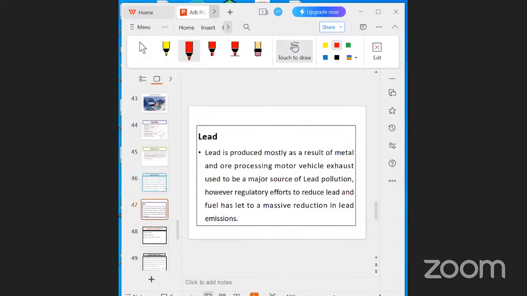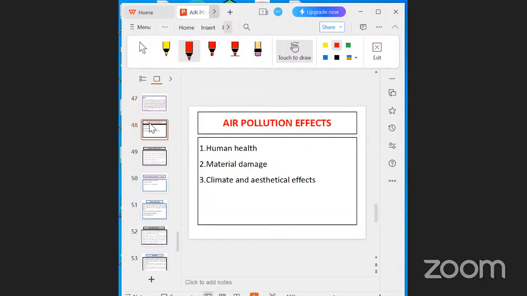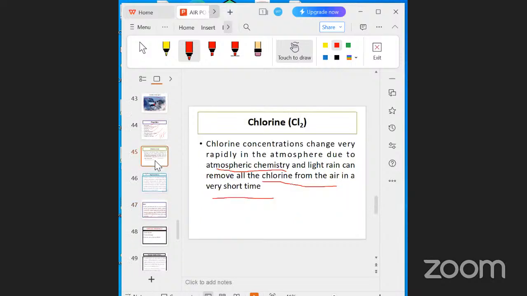Next, lead. Lead is produced mostly as a result of metal and ore processing and motor vehicle exhaust. It used to be a major source of lead pollution. However, regulatory efforts to reduce lead in fuel have led to a massive reduction in lead emissions. It can cause nervous system damage and digestive problems, and in some cases cancer also. I think ozone is coming here.